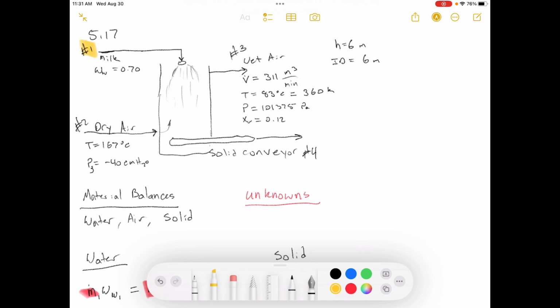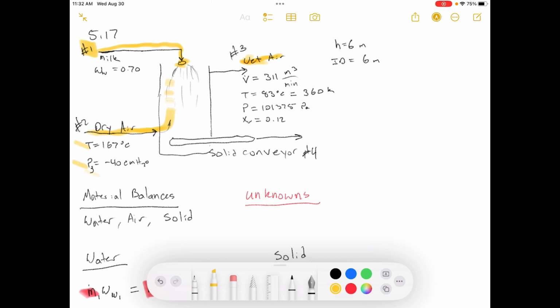Okay, so we've got stream 1, milk coming in down here, spraying out and kind of falling down, and then we have dry air flowing up. Stream 2, it's at these conditions. This is a gauge pressure that they gave to us, and it's in a weird unit, so we'll have to convert that. Okay, then we've got our wet air coming out the top.